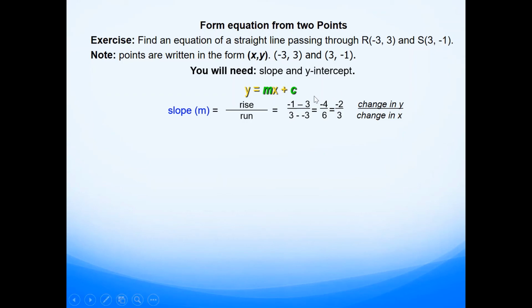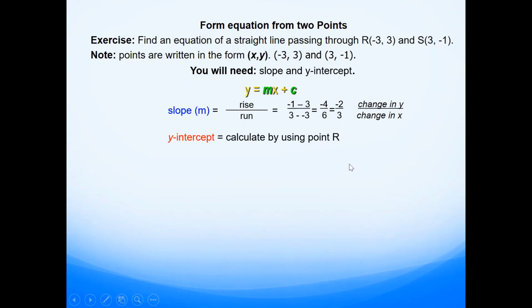So we got -1, so y value of -1 take away, so change is take away, so take away the y value for point R, which is 3, so -1 take away 3, and then we've got the change in x. So change in x is 3 take away -3, so please be careful with two negatives here. Then -1 minus 3 is -4, and 3 minus minus is a plus, so 3 plus 3 is 6, and this simplifies to -2/3. So our gradient in this case is -2/3.